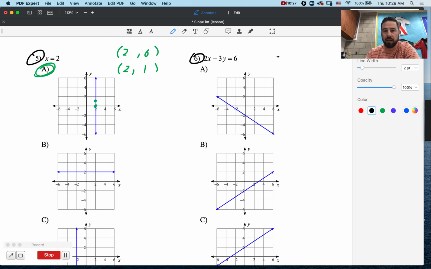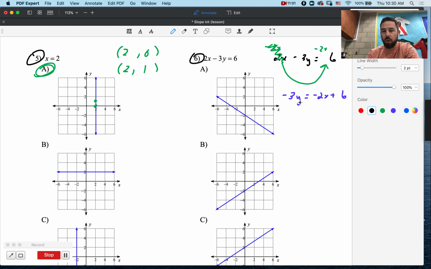Now for number 6, let's do this guy here. 2x minus 3y equals 6. Okay, the first step is always move this x over to the other side. So I'm going to subtract 2x, and I'm going to get rid of that guy right there. Okay, what do I have left? I have negative 3y equals, the negative 2x goes in front, and I have a plus 6 after.